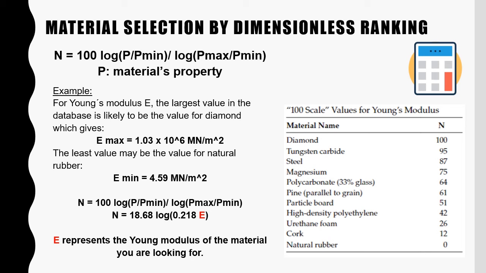To learn how to use this approach, the book gives us an example. Suppose we want to compare different values of Young's modulus. The largest and the lowest values in the database are likely to be the values of diamond and natural rubber. We plug our values into the equation, and what we have left is the Young's modulus of the material that we are looking for.